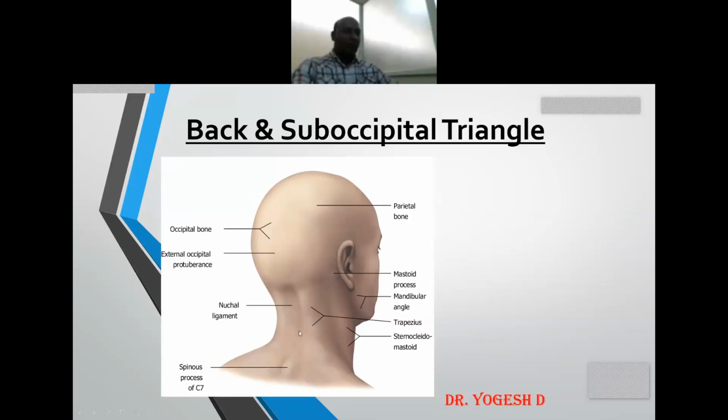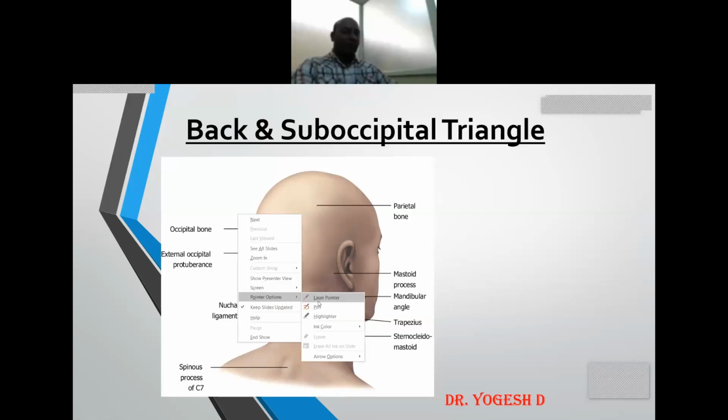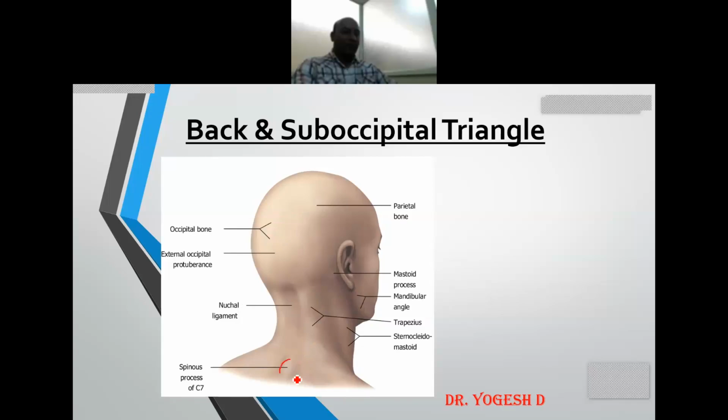So if you go to the back in the midline, you will feel the most prominent vertebral spine, that is the C7 vertebral spine, and that is called the vertebra prominens because the spinous process of the C7 is quite prominent. Okay, that is the prominence of the C7 vertebra, and if you go up around this point, you will get the external occipital protuberance.